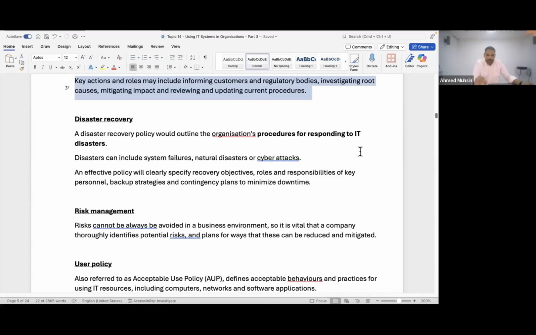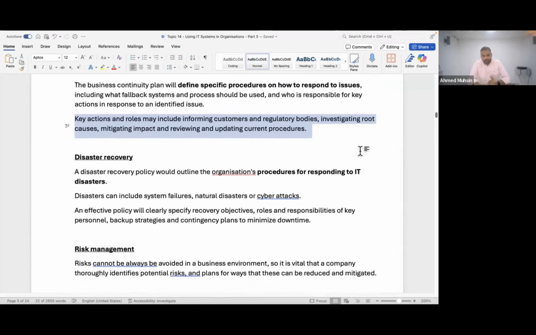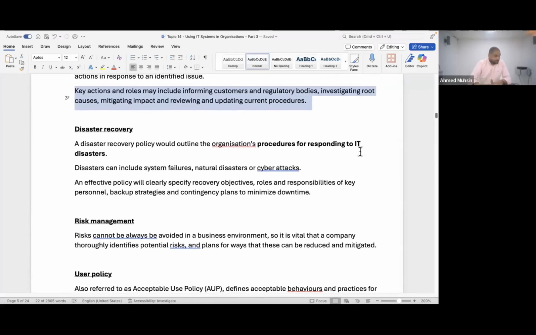An effective policy will clearly specify recovery objectives, roles and responsibilities of key personnel, backup strategies, and contingency plans to minimize the downtime. Everybody okay with this? So everybody, under IT policies, we spoke about policies to ensure the business is always running. We spoke about policies on how to respond in case of a disaster.